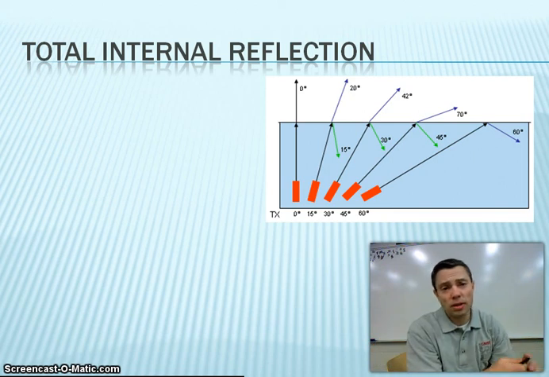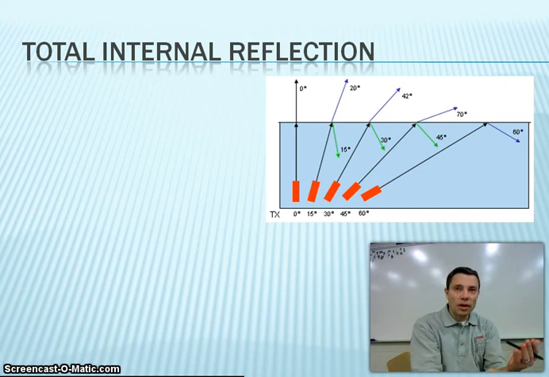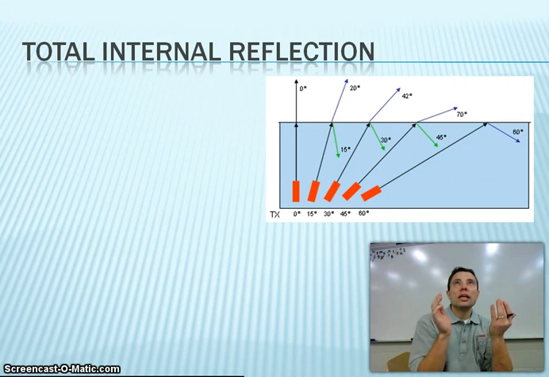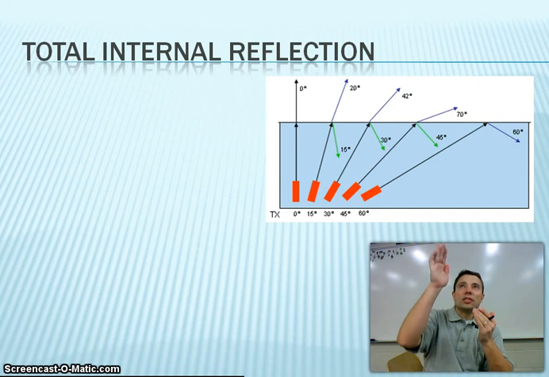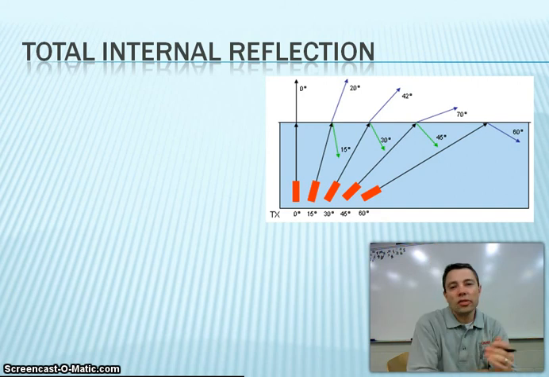Now, maybe there's a couple of you that have been swimmers, and if you ever go into the swimming pool and you're under the water and you're trying to look out, you can look out and see up above you, but then there's a point where all of a sudden it looks more like a mirror and you can't see out anymore. This is what we call total internal reflection.